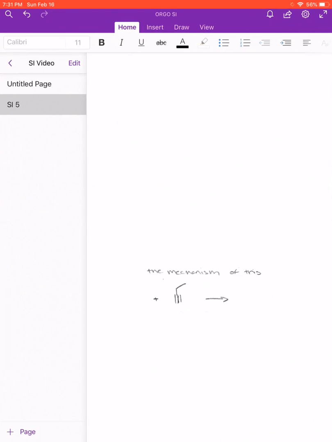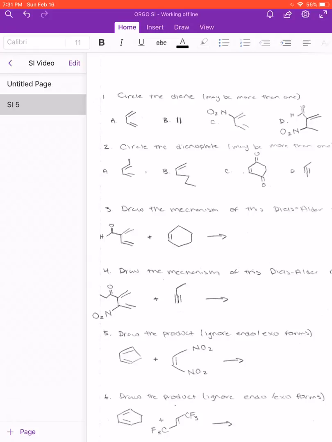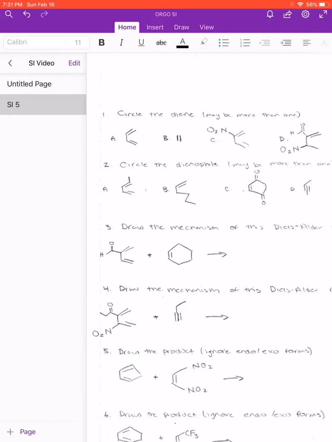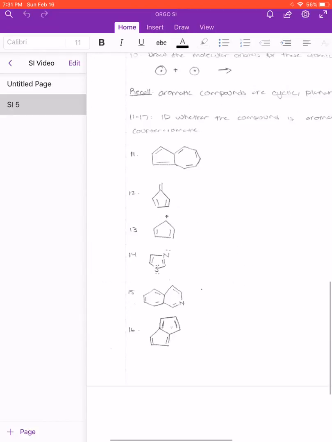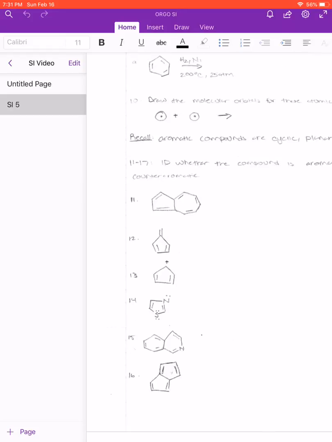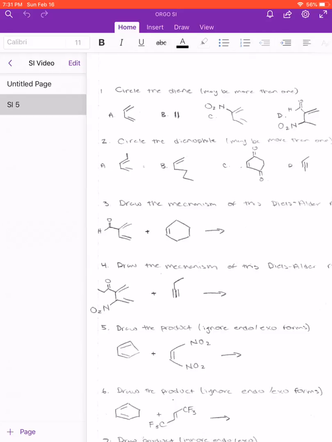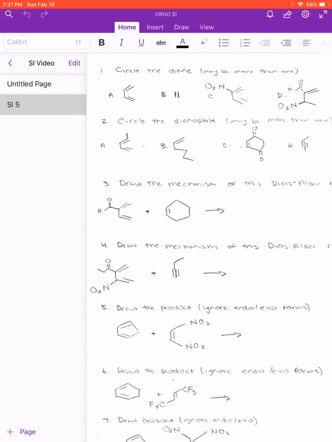So in this SI session, we went over a lot of the Diels-Alder reaction from lecture, and then we also spoke about aromaticity. So just some basic concepts were covered, and this first question asks us: circle the diene, and it can be more than one that's a diene.